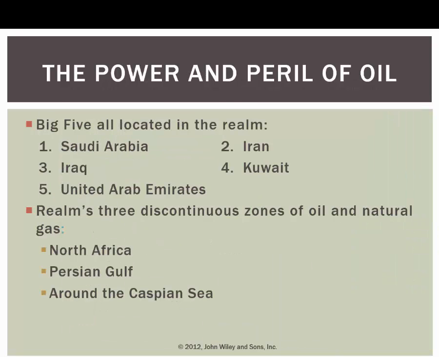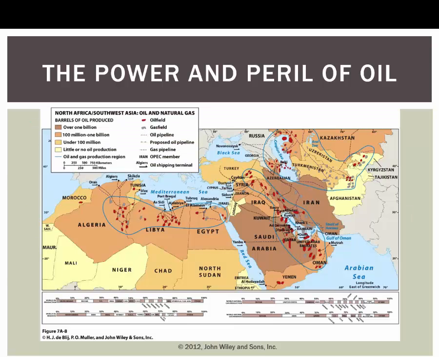This realm is associated with oil production. About 30 of the world's countries have significant oil reserves, and 5 of these countries, all located in the Naswa realm, possess 57% of the total world's oil reserves. The realm's 3 discontinuous zones of oil and natural gas are in North Africa, the Persian Gulf, and around the Caspian Sea.